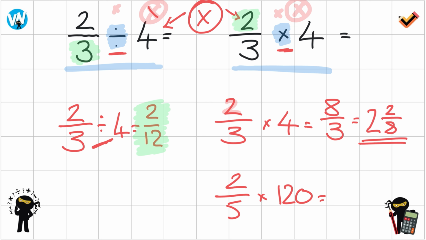And they give you this situation where you end up with a large number like 240 over 5. And really what they want you to do is give the whole number, because there is a whole number in there. So you would have to work out how many 5s are in 240. All right, so that would give you the answer.